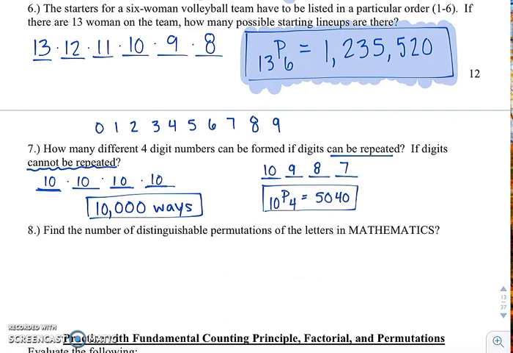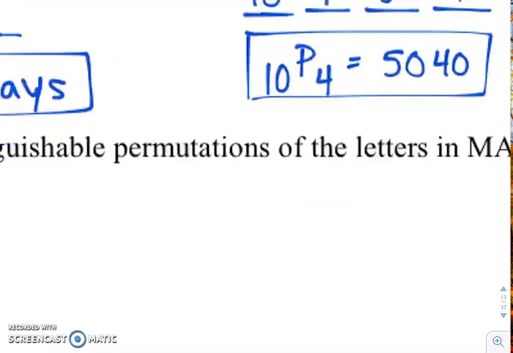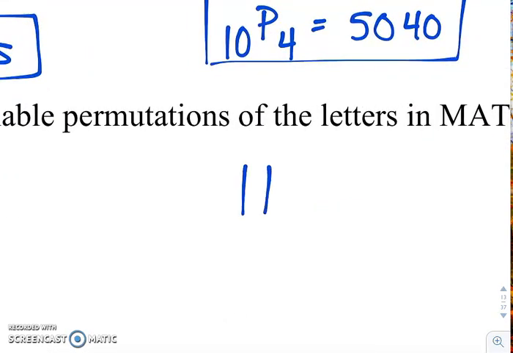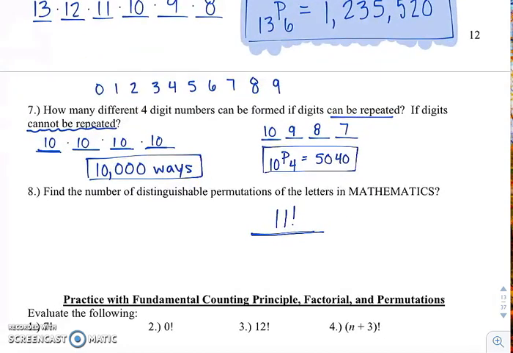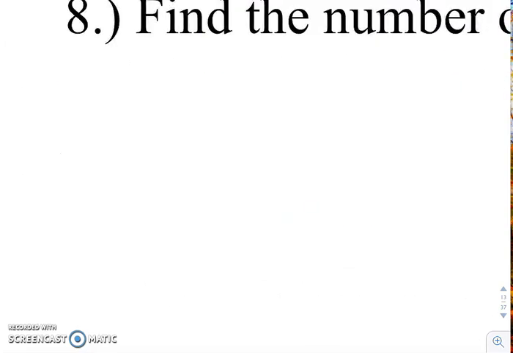The last one is finding the number of distinguishable permutations of the letters in mathematics. How many different ways could we rearrange these letters? You always start with the total number of letters in the top of your fraction. Mathematics has 11 letters in it, so 11 factorial will be the top of my fraction. But then we need to see how many times each letter occurs in the word. So total letters is 11.